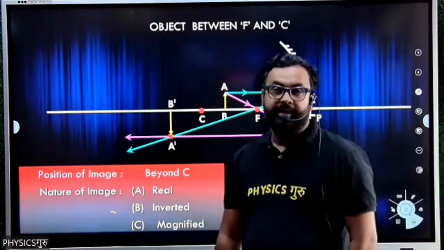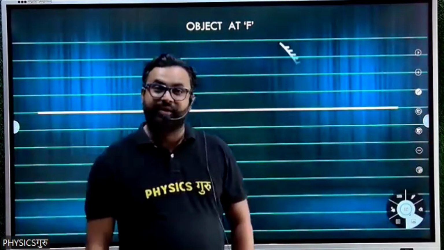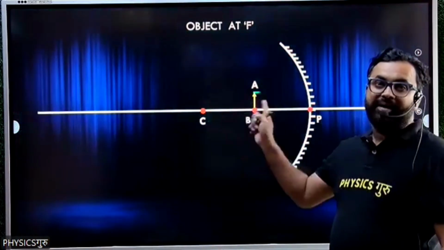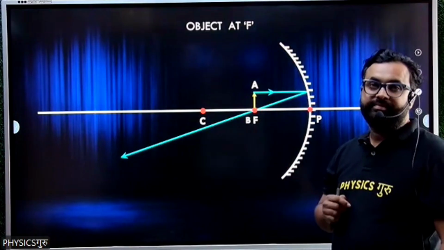Yes, sir. Done. Okay. Next case, object at focus. So when you place an object at focus, step number 1, draw a light ray parallel to the principal axis. After reflection, it will pass through focus.